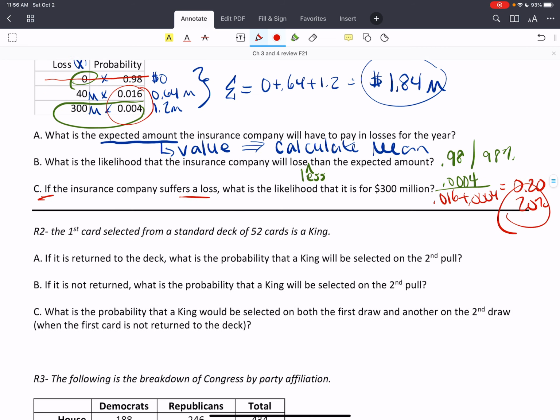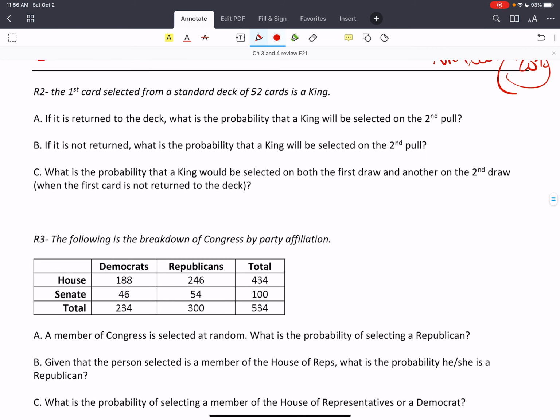Okay. Now let's look at some cards. So the first card selected from a standard deck of 52 cards is a king. So first we're looking at if the king is returned to the deck. So we're back to 52 cards. What's the probability that a king will be selected on the second pull?